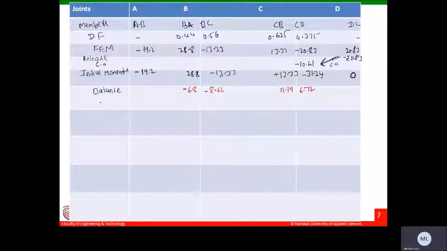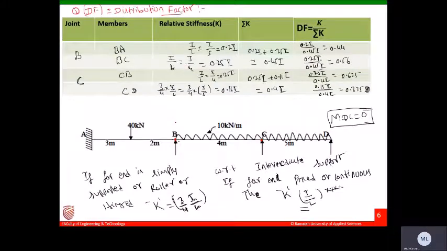Next step is we need to do the carry over to the adjacent supports. So please remember where I need to do the carry over. If the far end is fixed or continuous, I need to carry over 50% of the movement to the adjacent support with the same sign. So let us say with respect to B, we can check here.